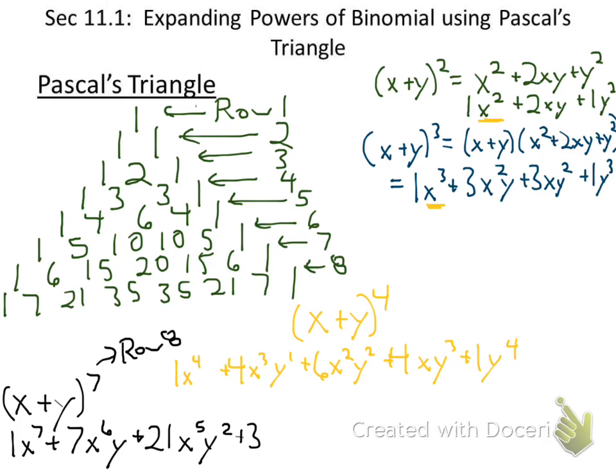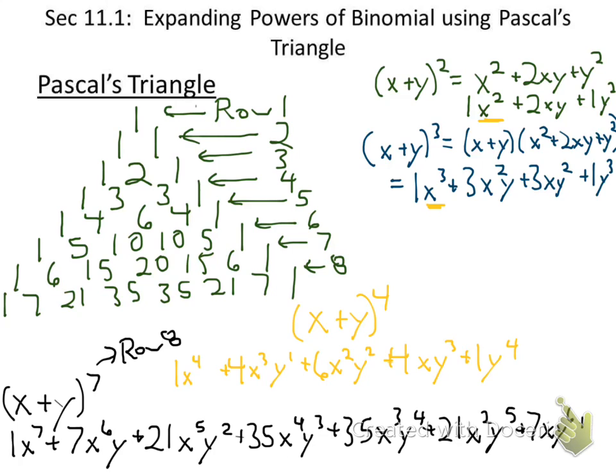Then 35, 1 less on the x, 1 more on the y. Then another 35, 1 less on the x, 1 more on the y. Then we're going to go 21, 7, and then the last one is 1y to the 7th. So really, with this idea, I could get any binomial, maybe something a little fancier than x plus y, and I could figure out what each term would be.